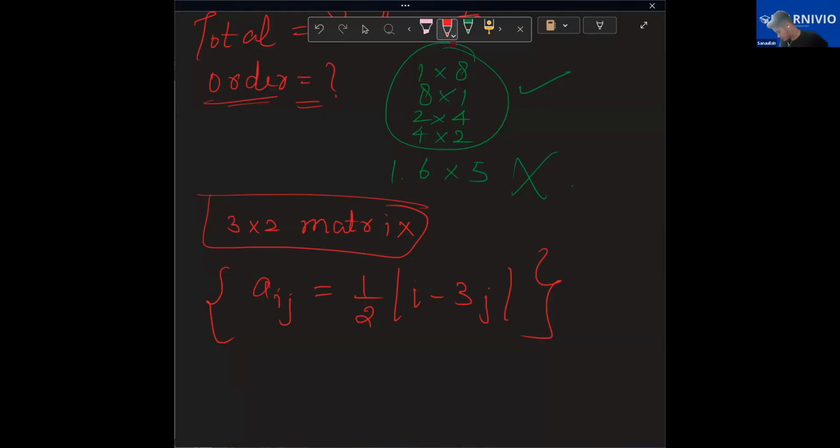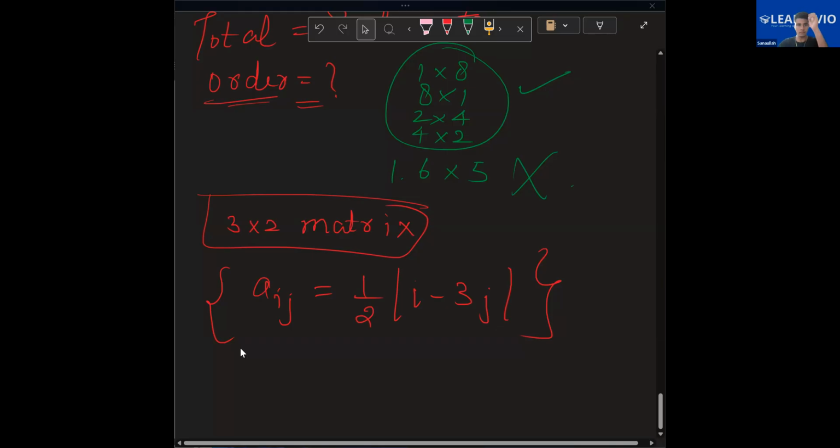Okay, then find the solution of the following question. You have to put the values, right? You have to just put the values of m and n, and you can easily get A11 and whatever elements are there in the matrix. Sir, I got 3 by 2.